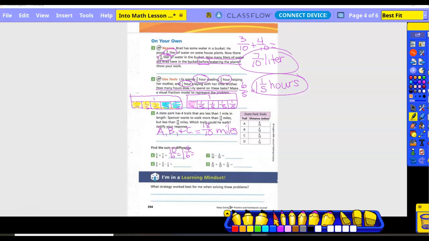Can that still be simplified? Yes. What goes into both 4 and 6? 2, right? 4 divided by 2 is 2. 6 divided by 2 is 3. So our answer is 1 and 2/3.